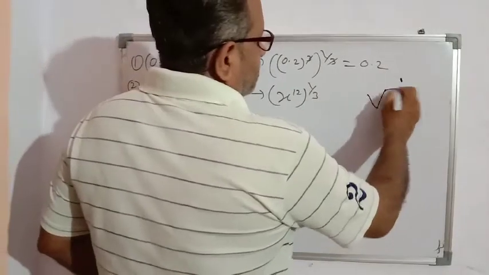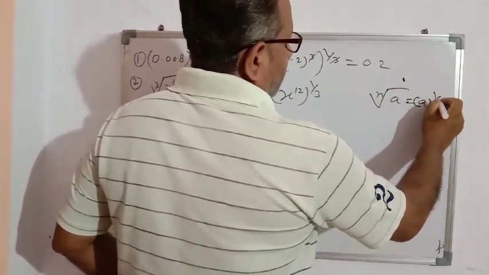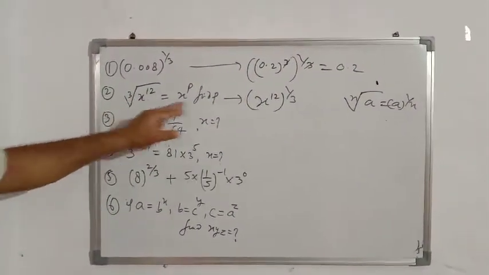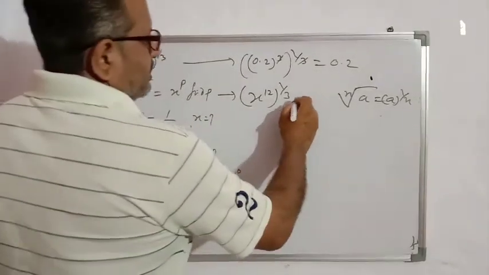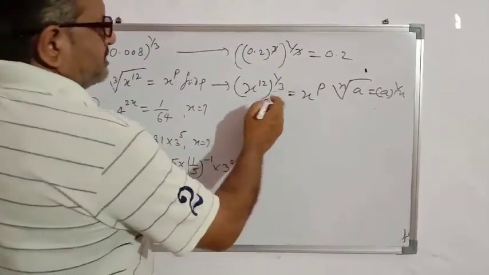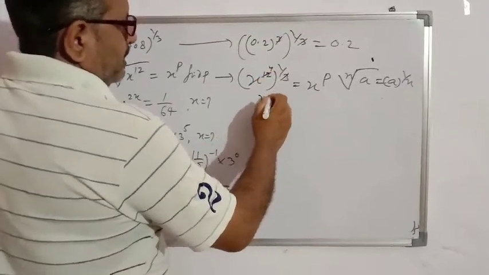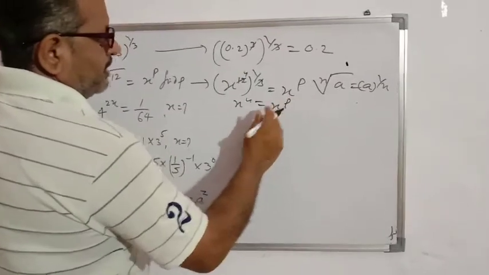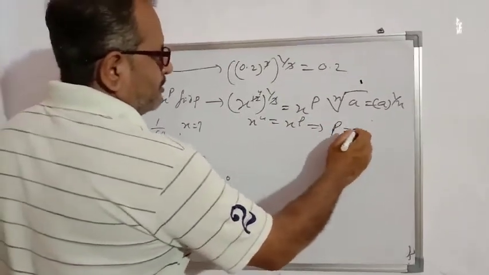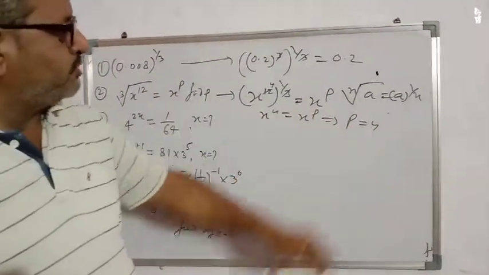Because for the nth root of a, we write a to the power 1 by n. So x to the power 12, cube root, is x to the power 12 to the power 1 by 3, which is equal to x to the power p. We have to solve for p. Power to the power, again multiply: 3 into 4 is 12... x to the power 4 equals x to the power p. Both sides have the same base, so the powers will be equal. P is equal to 4.